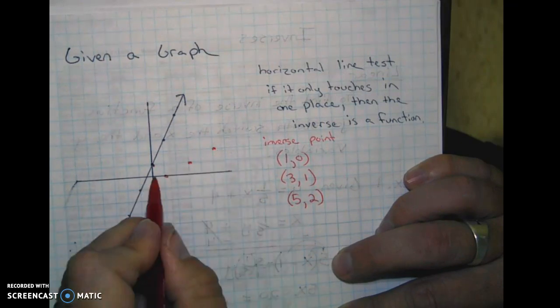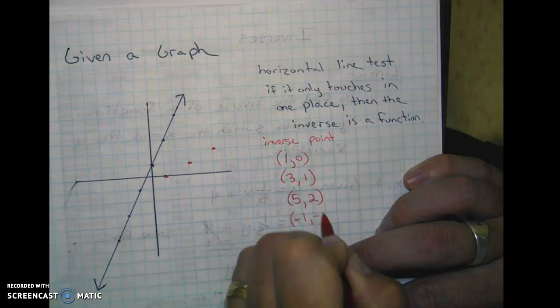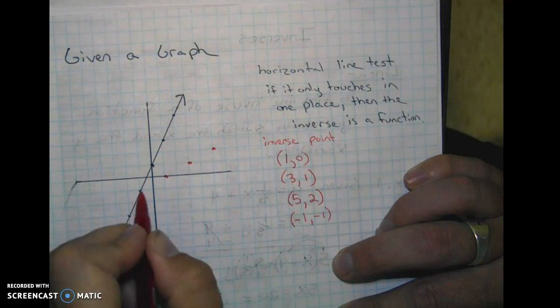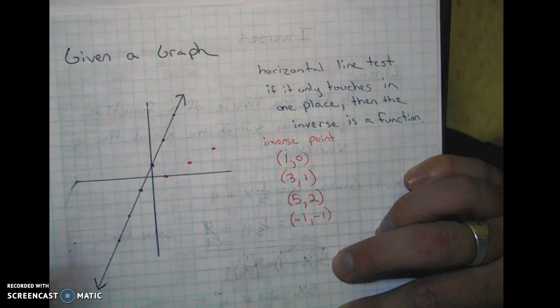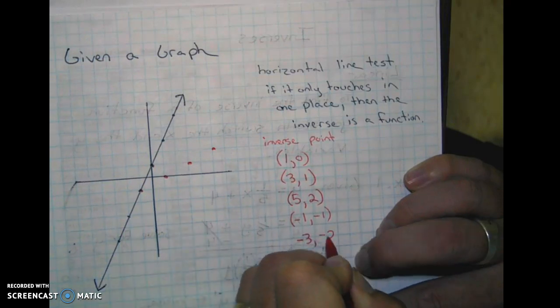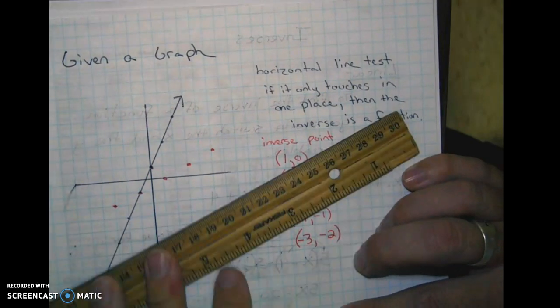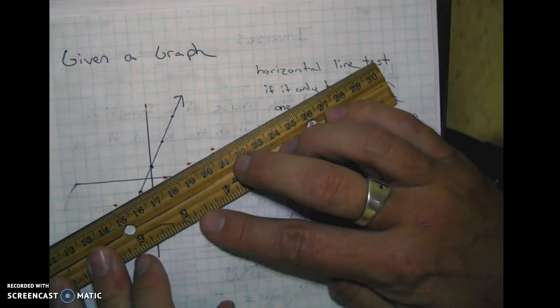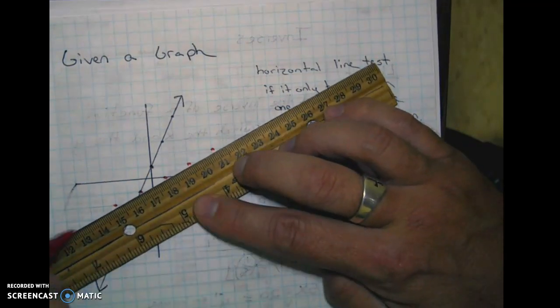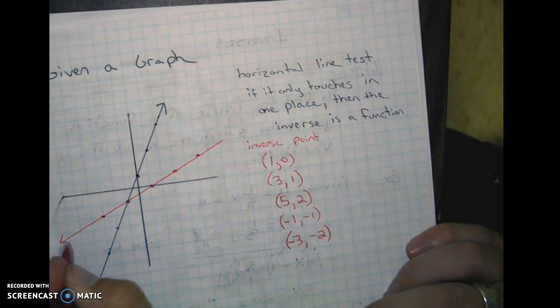Okay, this point is -1, -1. So the inverse point is also -1, -1. We're going to switch them around. -2, -3. So the inverse point is -3, -2. And so on. I've got enough points here. And there is the graph for our inverse.